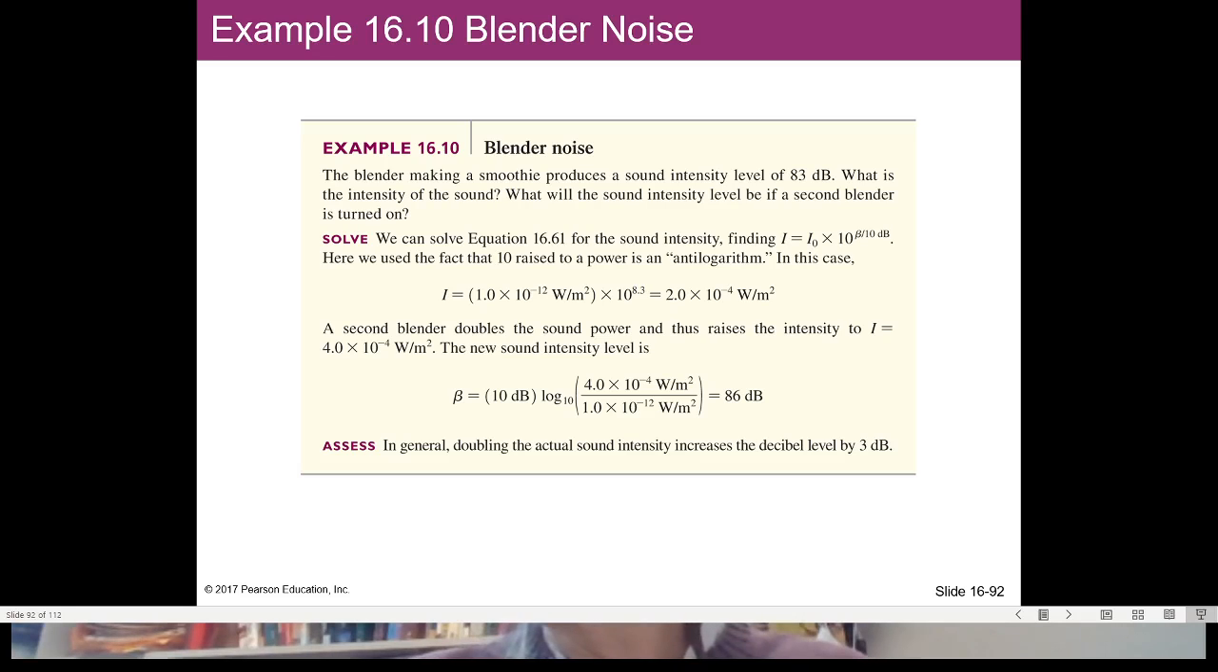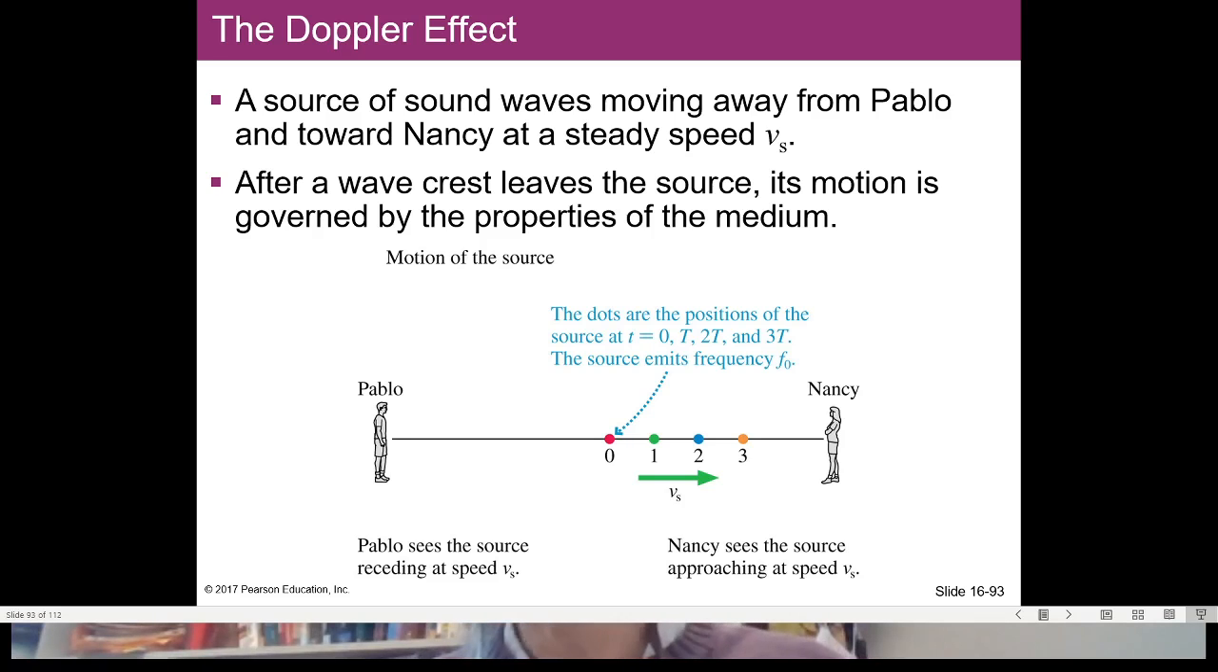Okay, and then here's another numerical example with the blender noise. All right, finally, let's talk about the Doppler effect, okay? Because you can't take an elementary course in physics without doing Doppler, so here it is.